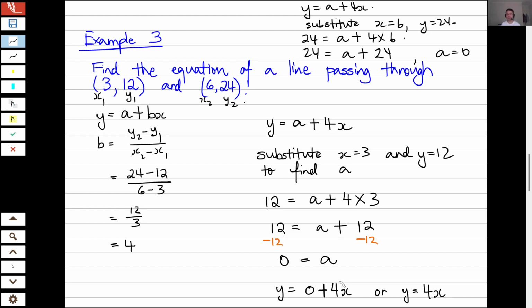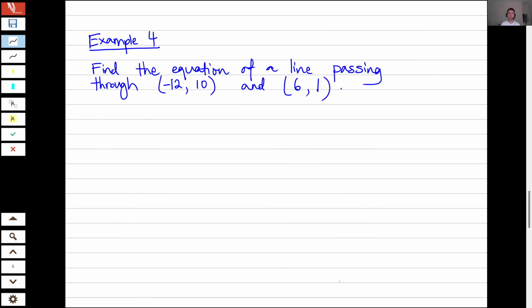Let's do one more example and then we'll call it for this video. So again, I've given you 2 points. I have not given you the intercept. And our goal is to find the equation. I do recommend that you write this first line, y equals a plus bx, because that's communicating to me that you know the standard form of a linear equation and that you have an awareness that you're trying to find a and b.